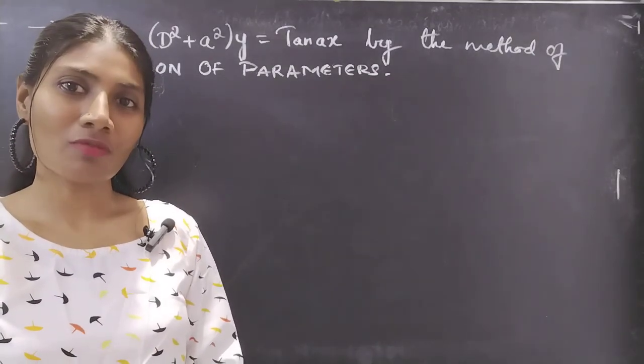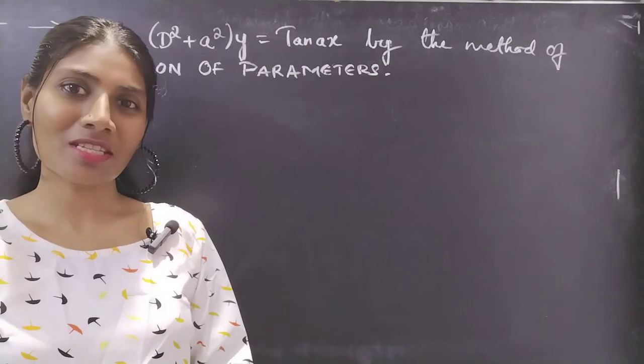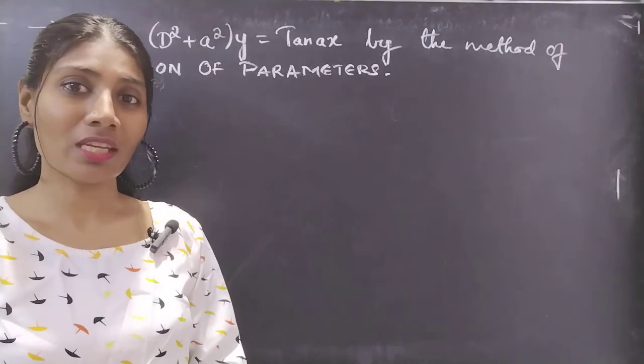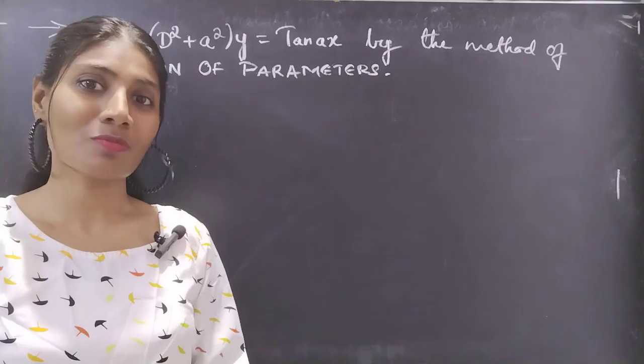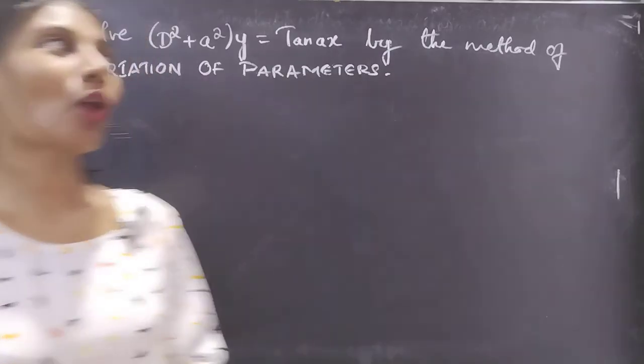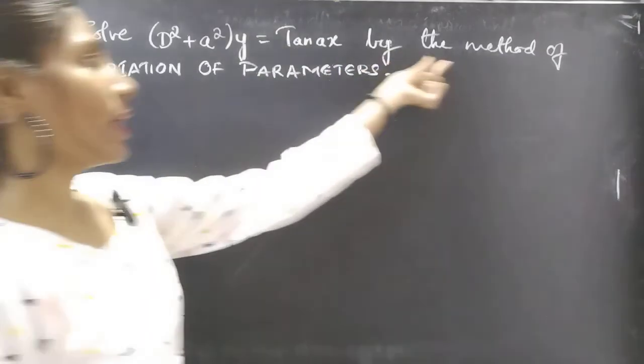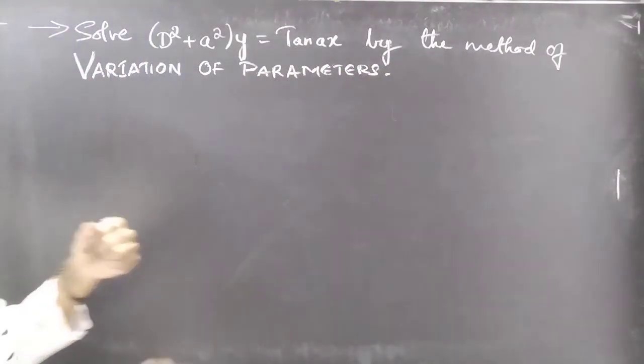In this video, we are going to solve a differential equation from higher order linear differential equations with variable coefficients. So here we are going to solve the given equation using the variation of parameters method. So let's get going. Problem: solve (D² + a²)y = tan ax by the method of variation of parameters.